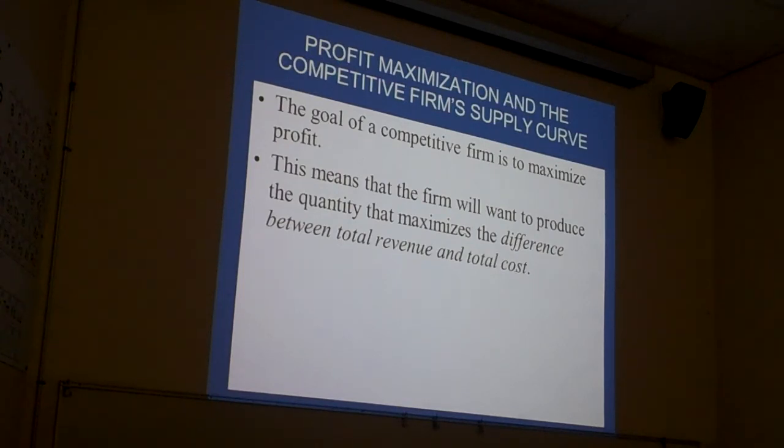Let me go back through this again. We have two graphs going on, or tables. We have the total cost curve, U-shaped, diminishing marginal product, average fixed cost is falling, average variable cost is rising. We have revenue: total revenue, marginal revenue, average revenue. You can see where that's coming from. Everybody cool?